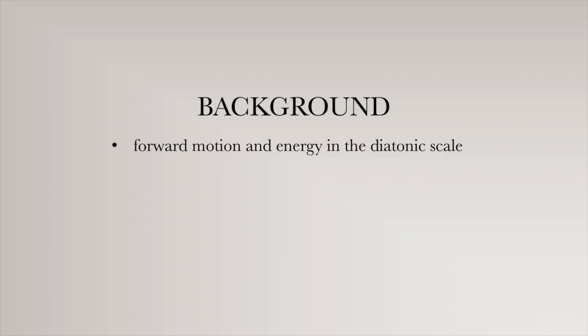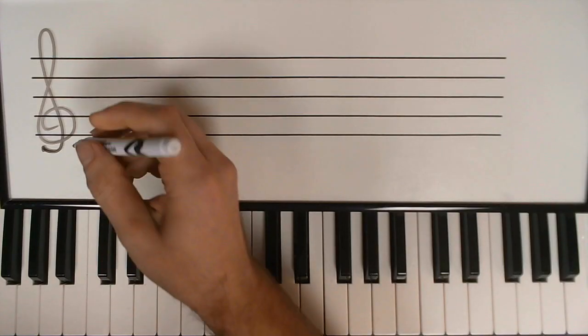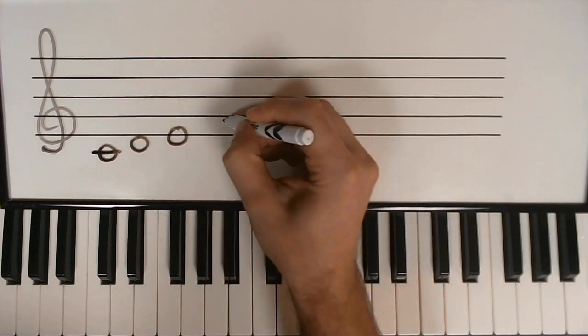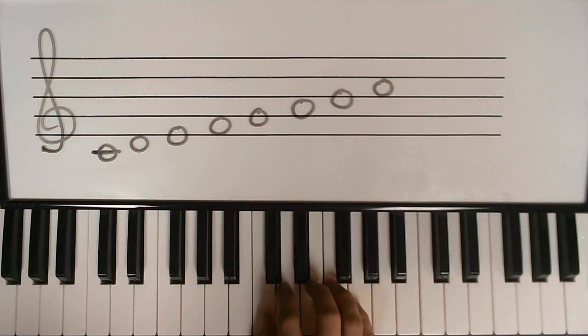To set up this conversation, we're going to notice the forward motion and energy inherent in our diatonic scale. With this motion and energy comes expectation on the part of the listener, and that creates a dialogue between the listener and the composer. So this should make more sense to us when we consider the construction of the major scale. And here's what it sounds like.